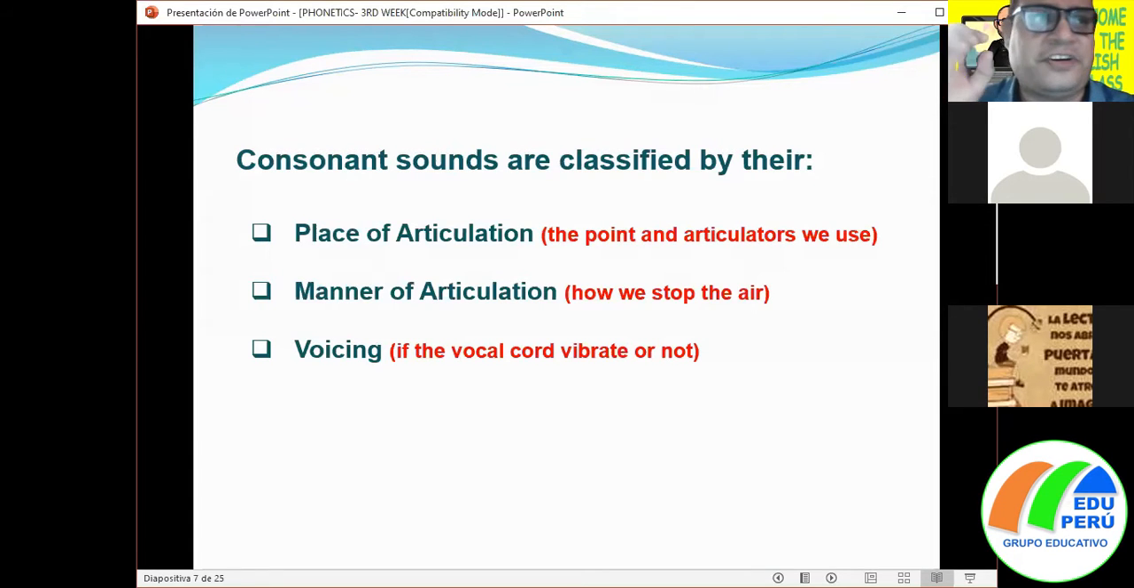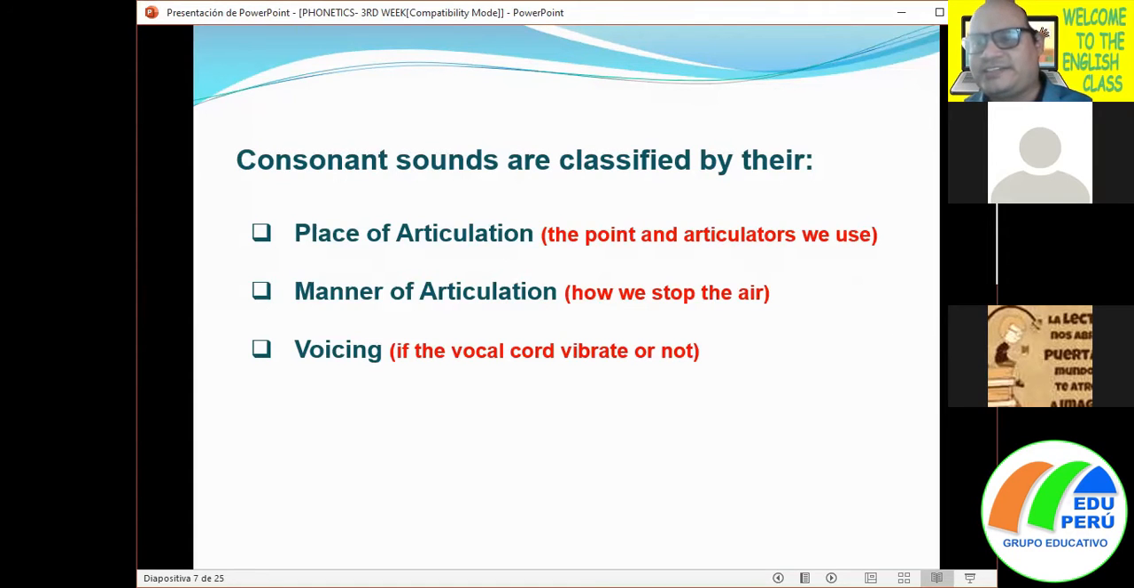So this is very important. Try to remember this. Place of articulation, where. Manner of articulation, how. And voicing, as your partner says, is the vibration: if the vocal cords or vocal folds vibrate or not. Don't forget these 3 characteristics in consonants. It's different with the vowels. In vowels we have 5 characteristics. In consonants, just 3: place, manner, voicing. Don't forget it.